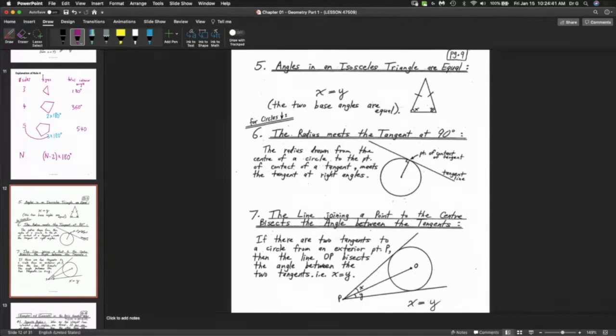So here's the next one. Who remembers the word isosceles? Isosceles. Yeah. So when you have an isosceles triangle, that means that 2 sides are the same. So what that means is, yes, the bottom 2 angles are also equal to each other. So that's very useful if you have triangles with symmetry.